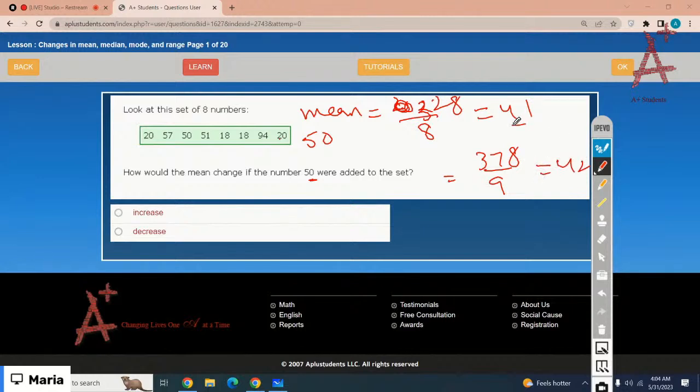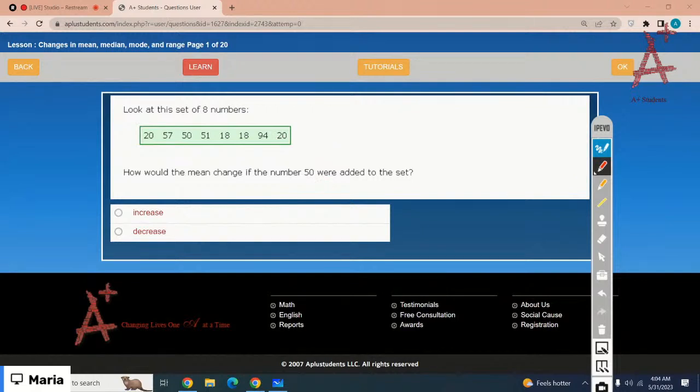See, originally the mean value is 41. Now it would be increased to 42. That means by adding another number in the given data, the mean value is increased. Got it? So it would be increased.